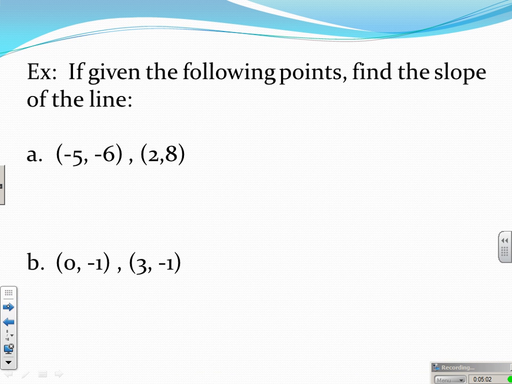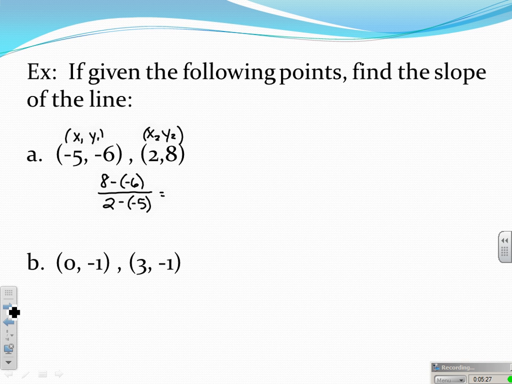Let's take a look. If we were to find the slope between these first two coordinates, if I call this point x2, y2, and this one x1, y1, I would end up with 8 minus a negative 6 over 2 minus a negative 5.